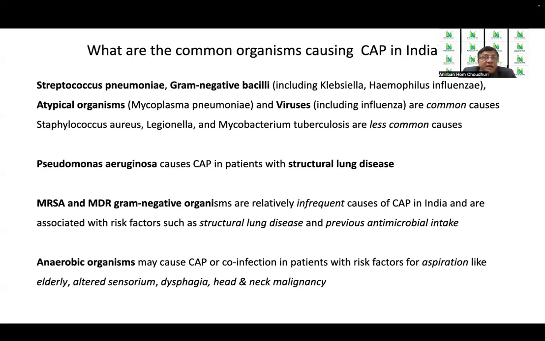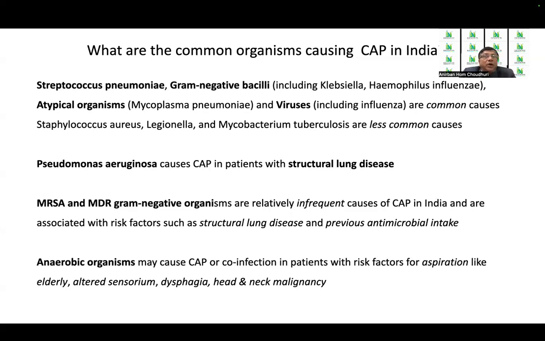And there are certain less common causes like Staph aureus, Legionella, and Mycobacterium tuberculosis. So once we know that these are the organisms, then we become aware of whether the patient has any coexisting disease. This is very important because Pseudomonas causes CAP in patients with structural lung disease. So what are the structural lung diseases?